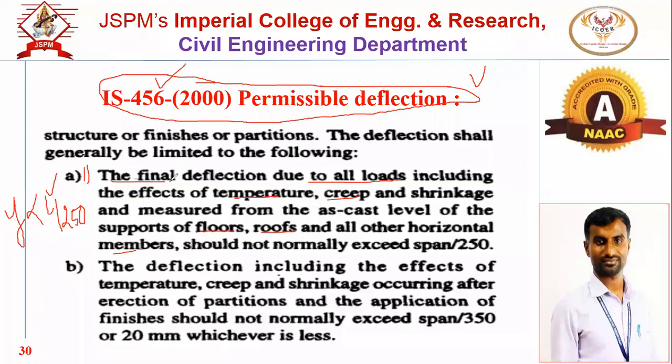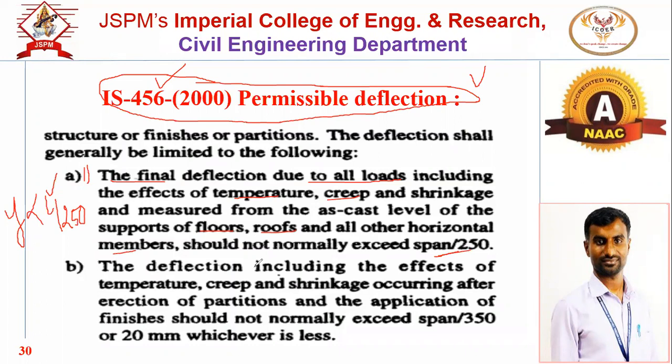It may be your dead load, live load. Due to the temperature effect, if it is a steel structure, definitely due to the temperature variation there will be contraction and expansion. So for the combination of all those loads, the final deflection is restricted to L by 250.